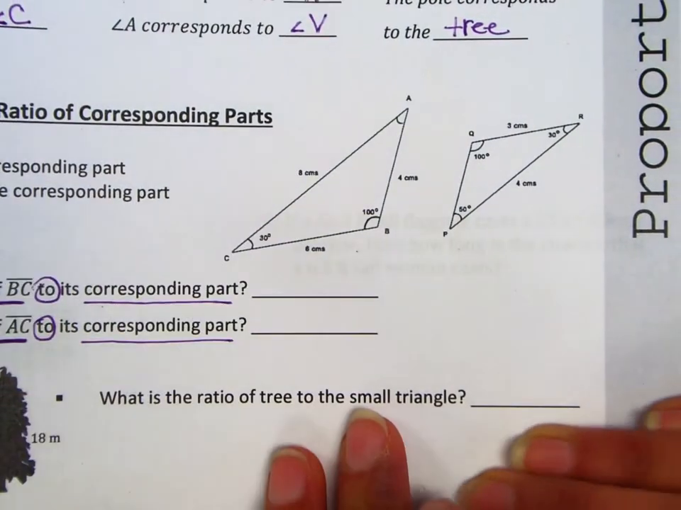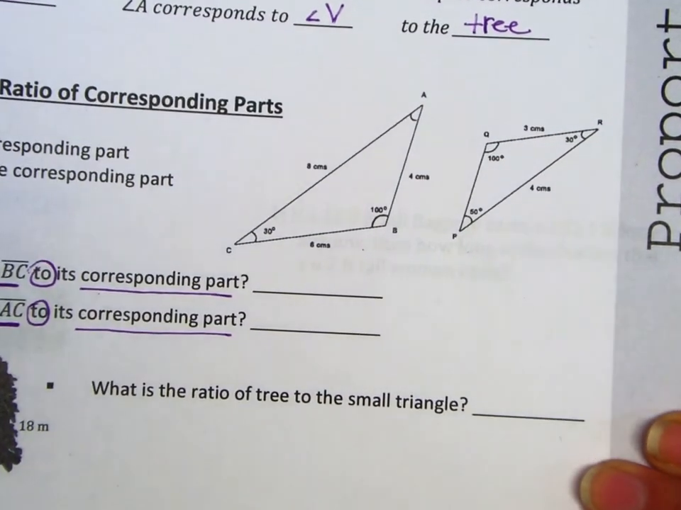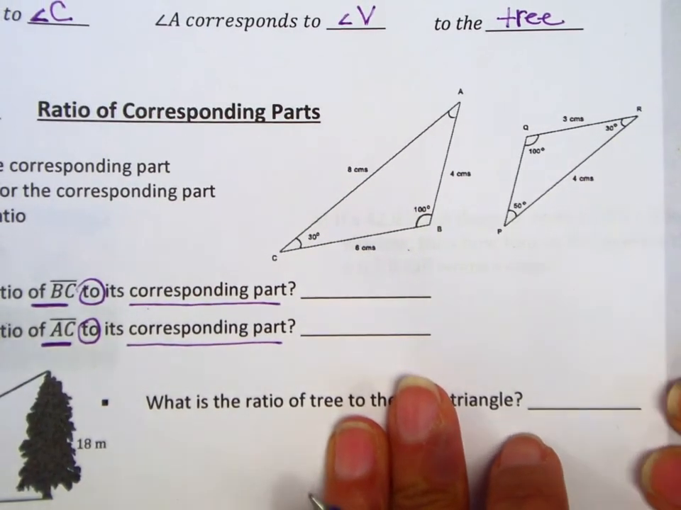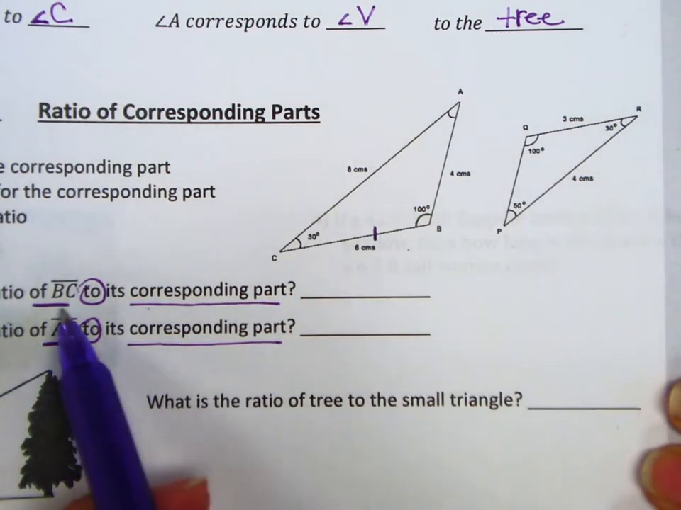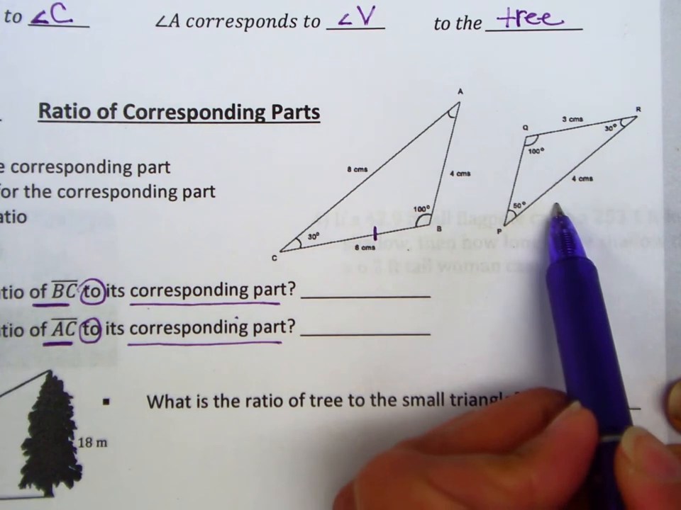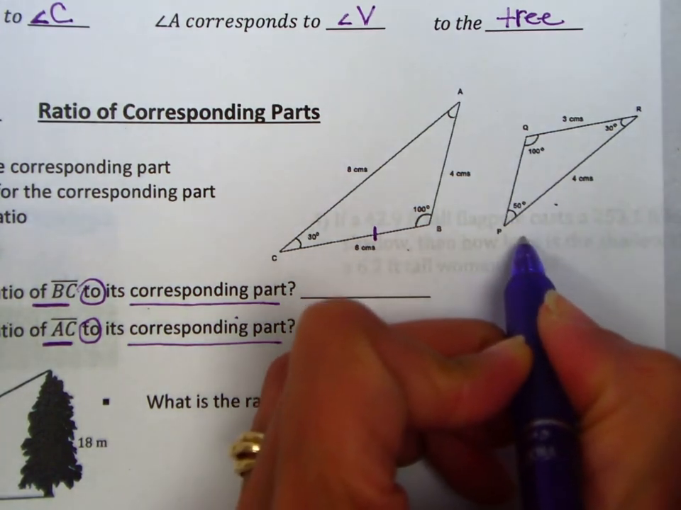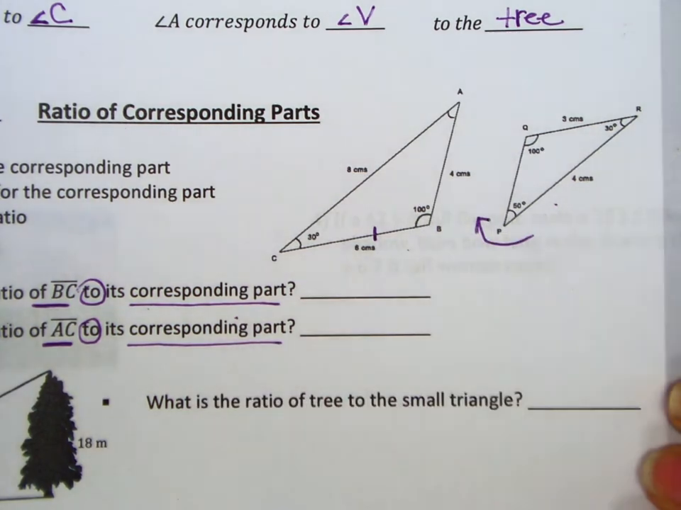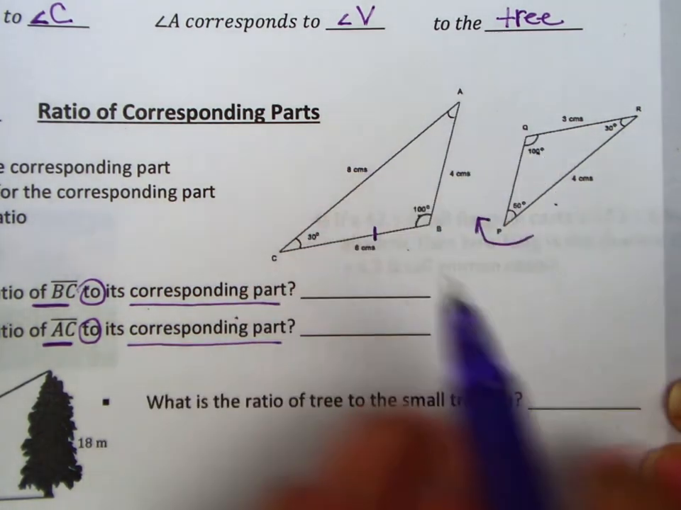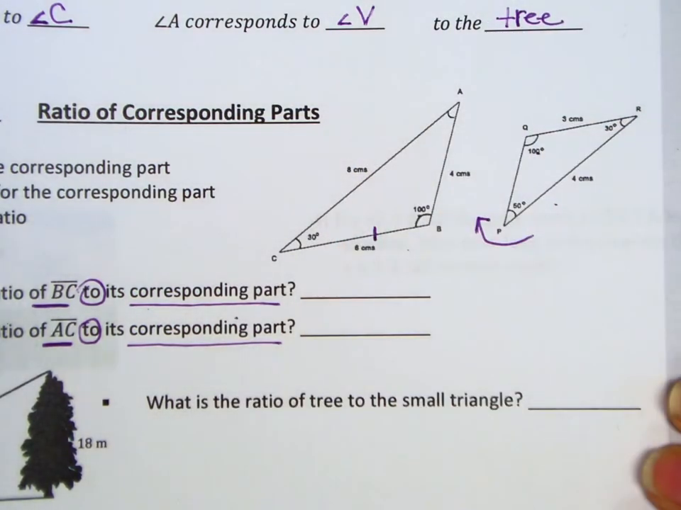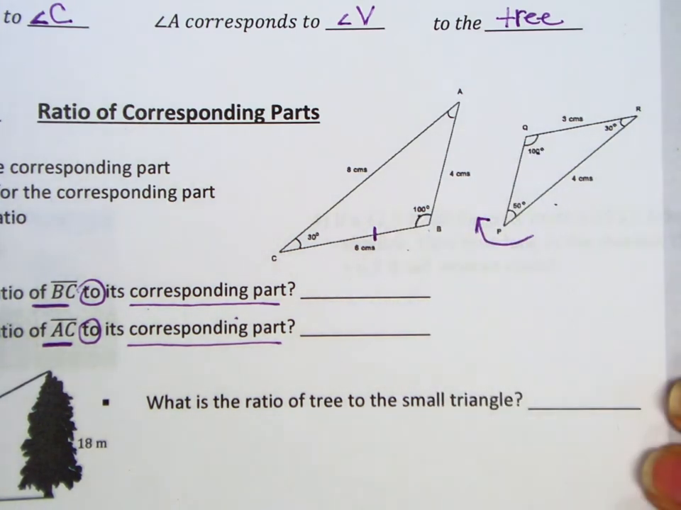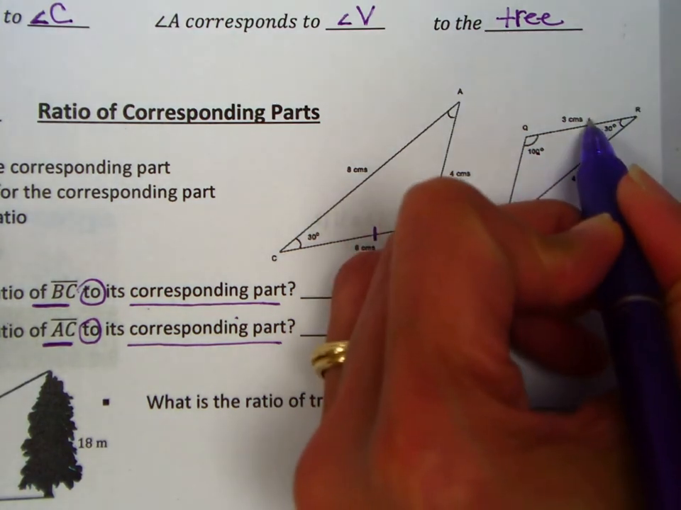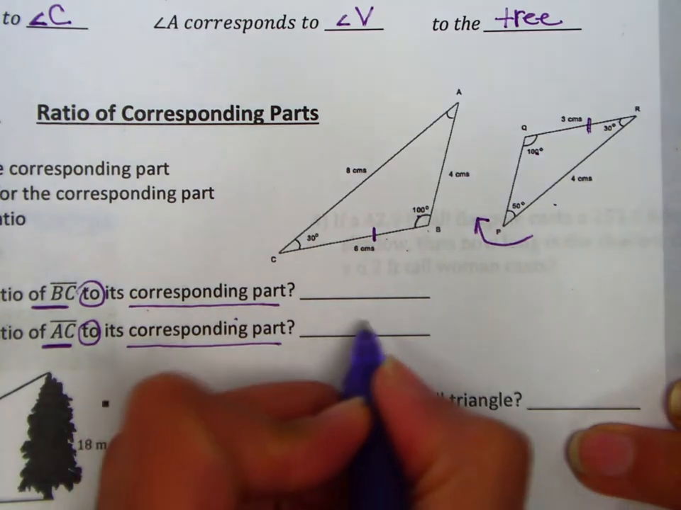And I see BC is on my larger triangle, and that is right here. And its corresponding part, now this triangle, we're going to have to rotate it to make it look the same. This angle is 100 degrees, this angle is 100 degrees, so if you flipped that triangle clockwise and laid it right on top of here and lined up those angles, you can see which parts correspond. So that means this corresponds to QR.